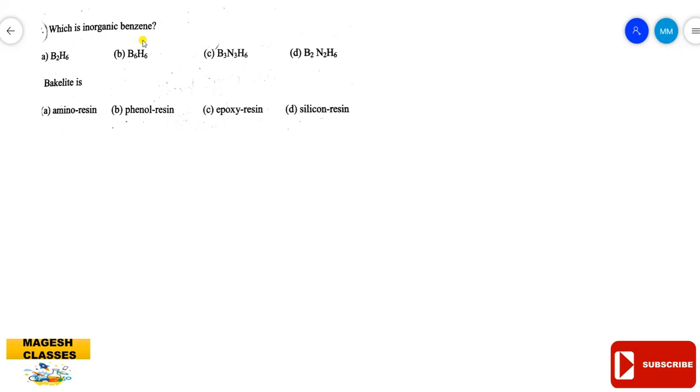Next question, which is inorganic benzene? The inorganic benzene is nothing. It is a direct question. It is also known as borazol or borazine. The molecular formula of this borazine is B3N3H6. So the answer is C.